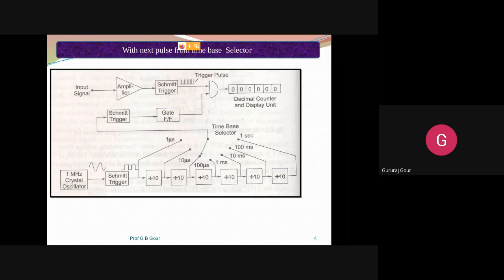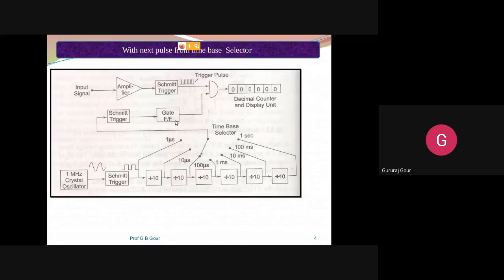So in the last class I discussed the operation of the digital frequency meter, and in detail we discussed how the control gate flip-flop is going to operate. Let us look at this typical block diagram, how it looks. So the gate controlled flip-flop block is here.